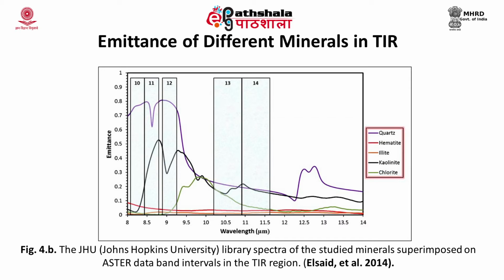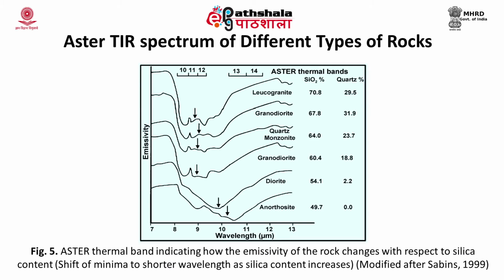This is from Johns Hopkins University. It is superimposed on the ASTER data band interval in the TIR region. So, here if you look at this, the ASTER TIR spectrum of different rock types, as we know different rocks are composed of different minerals. So, depending upon the mineral composition, the behavior or characteristic of these different rocks will differ. And here you can see different rock types like granite, granodiorite, quartz monzonite, diorite, anorthosite.